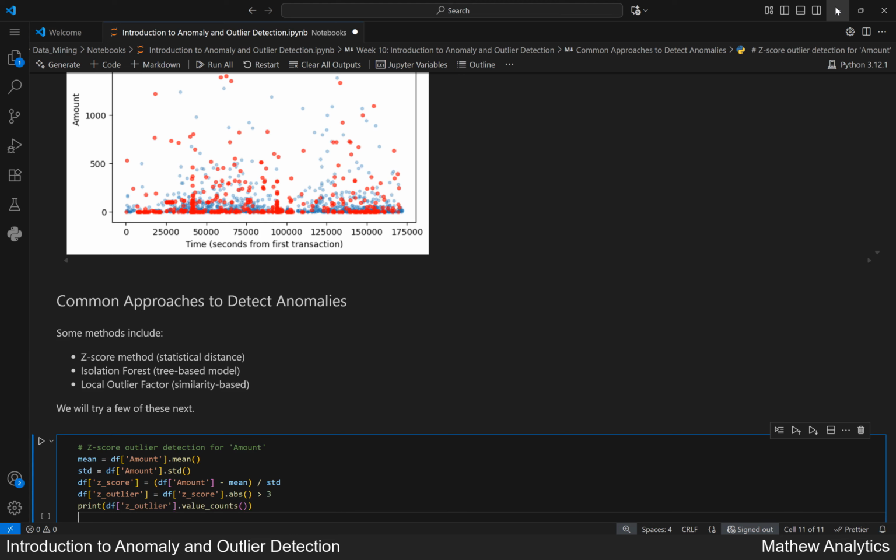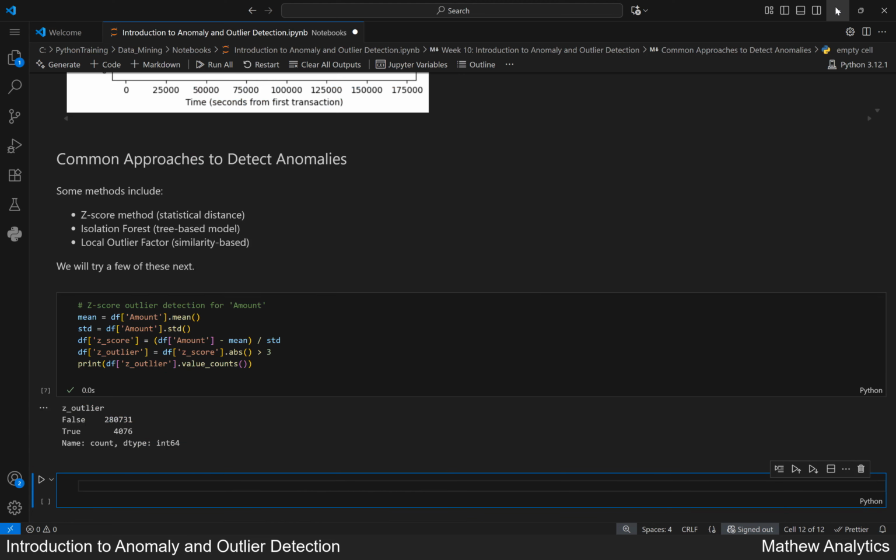Running the cell now. This output shows the number of transactions classified as outliers using the Z-score method on the amount column. Notice that most values, 280,731, are labeled as non-outliers, false, while about 4,076 exceed the typical threshold of 3 standard deviations and are marked as outliers, true. This highlights how the Z-score helps detect extreme anomalies by quantifying statistical distance from the mean. Practice: change the threshold to 2 to see what happens.